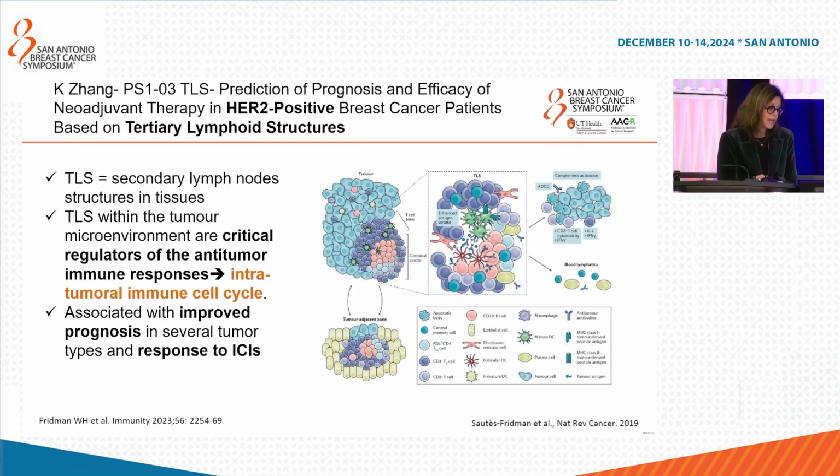And this brings me to the last poster by Dr. Zhang and colleagues, prediction of prognosis and efficacy of neoadjuvant therapy in HER2-positive breast cancer patients based on tertiary lymphoid structure. The tertiary lymphoid structures are secondary lymph node structures in tissue. They are critical regulators of the anti-tumor immune response, and they are able to recreate an intratumoral immune cell cycle.